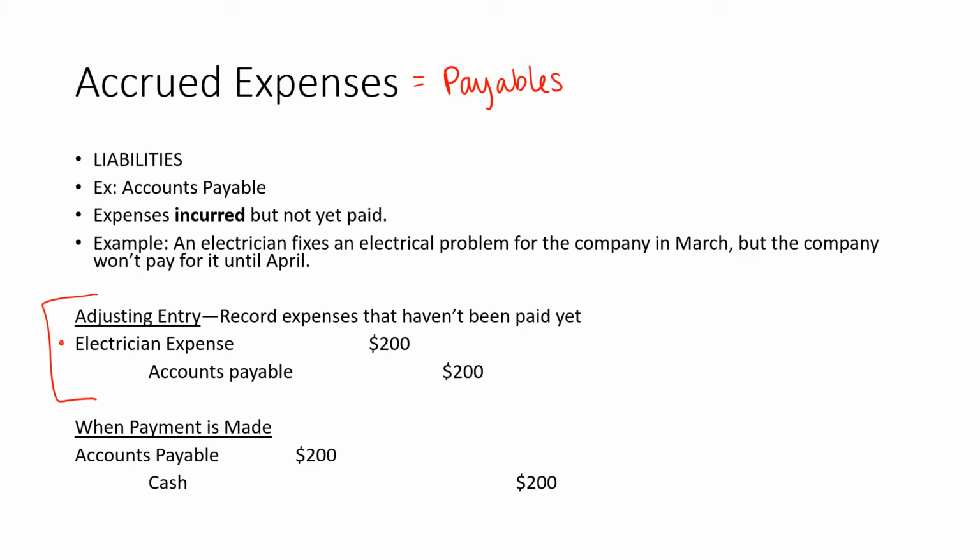However, to take it one step further, this is the journal entry that you would make when you do actually make the payment for that invoice. So you would debit accounts payable because that reduces the balance of accounts payable, and you would credit cash to show the $200 payment.